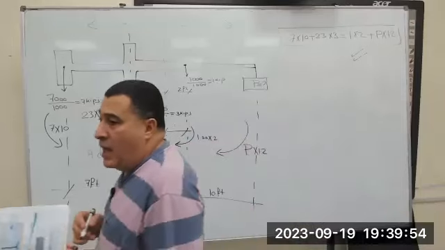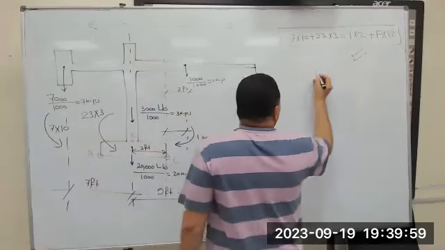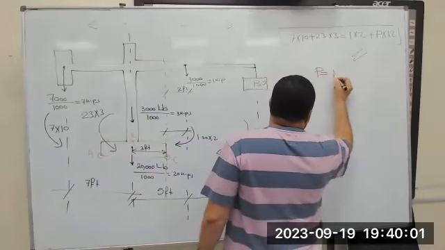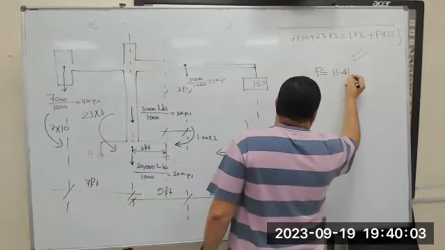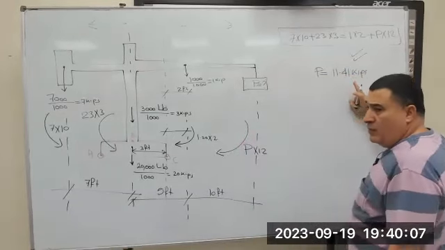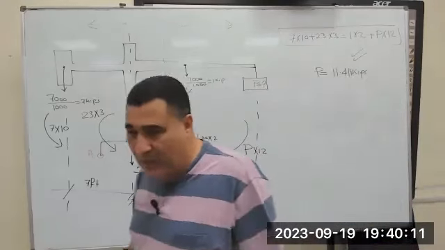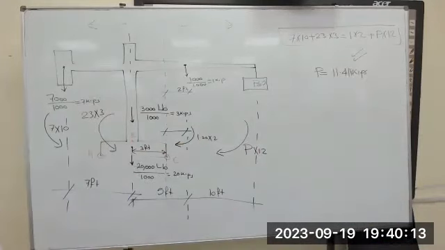LB, what will it be? LB will be equal, if you calculate, 11.41 kips, 417. Okay.